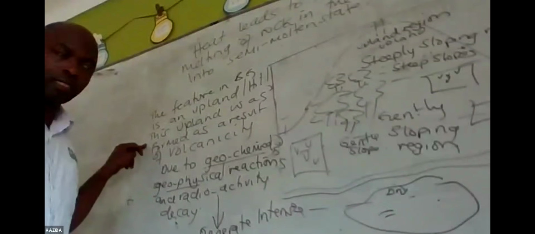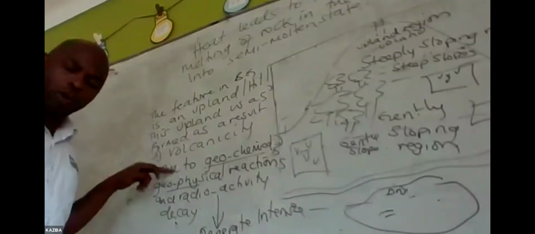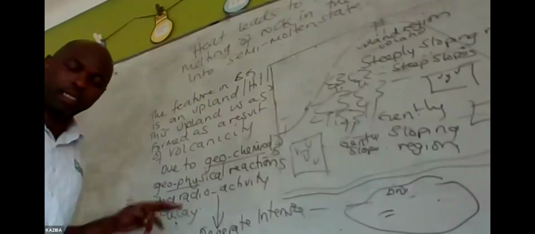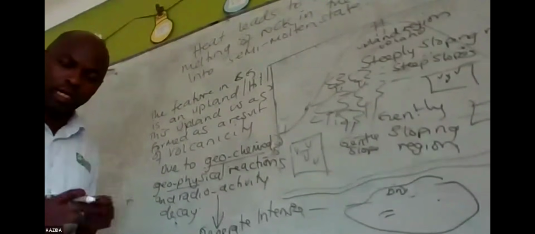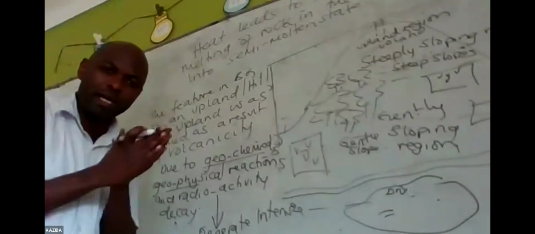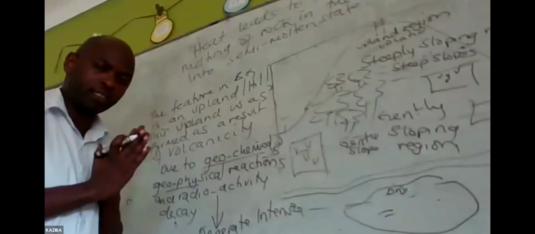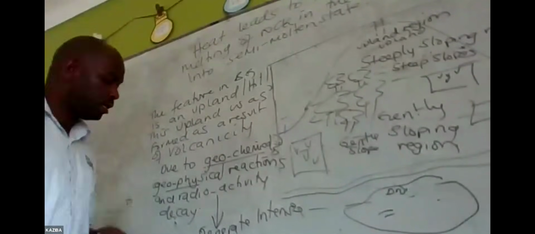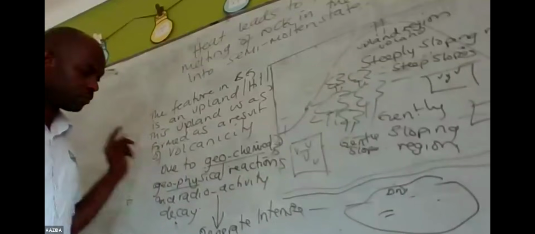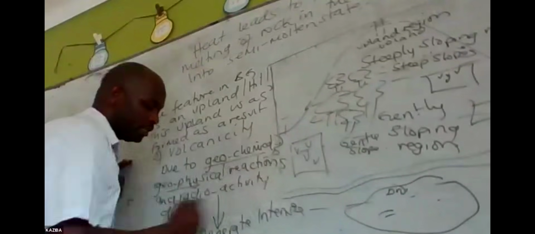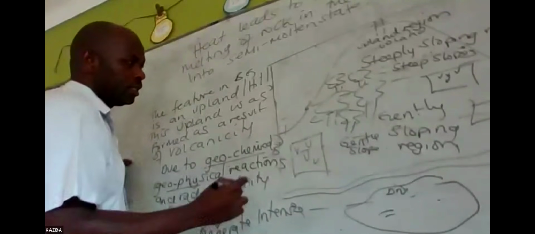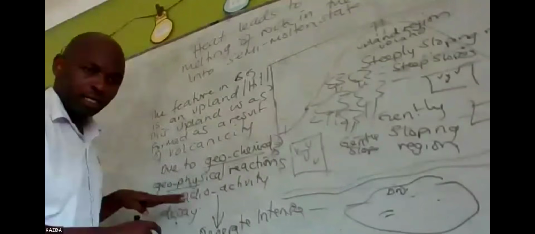Which one is the origin of volcanicity? Due to geochemical, geophysical reactions and radioactivity decay. I said geochemical: the chemicals within the rocks can react. Geophysical: the rocks can rub against themselves or get compressed, and as a result, heat is generated. Or radioactivity decay: some minerals like uranium, when they decay, generate heat. So these generate a lot of heat. Which heat?